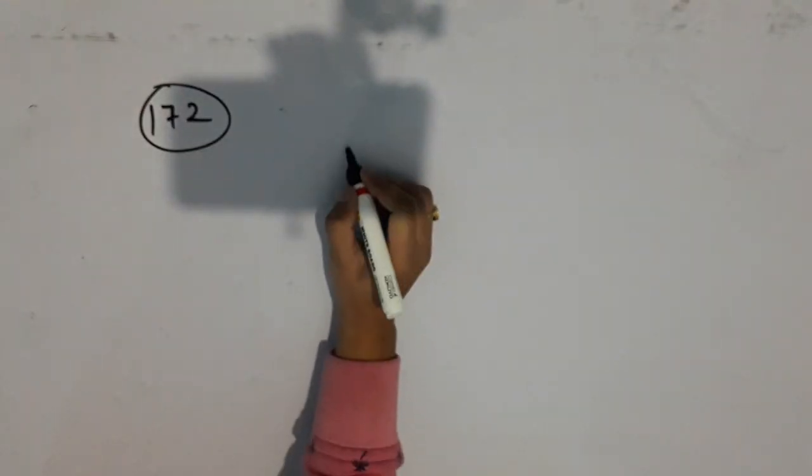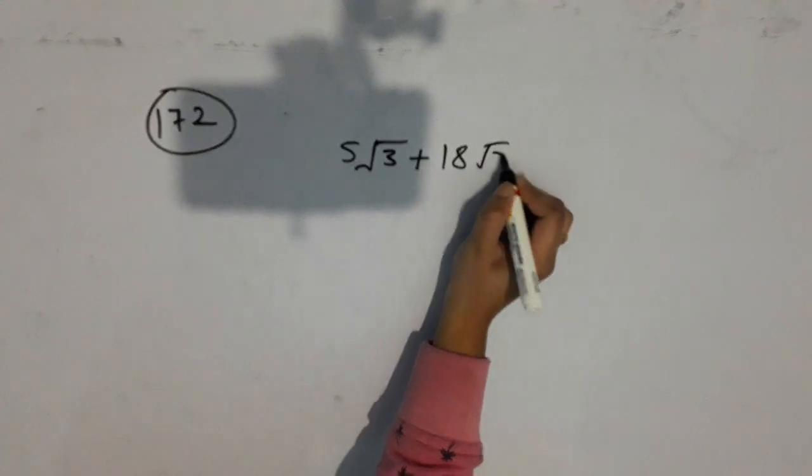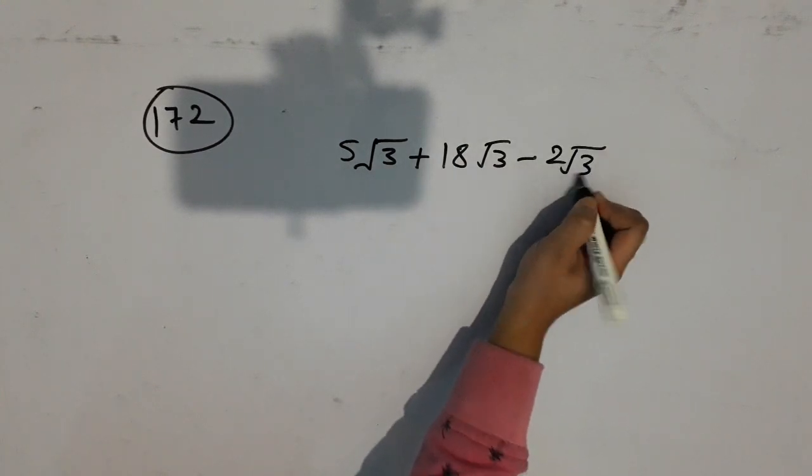The question number 172, very small question and very simple. 5 root 3 plus 18 root 3 minus 2 root 3. He is asking the value of this.